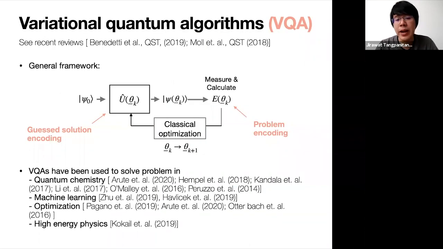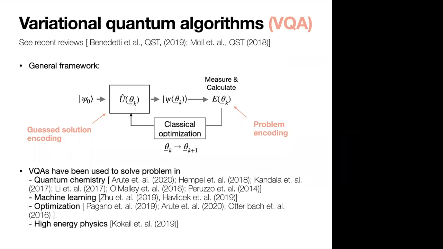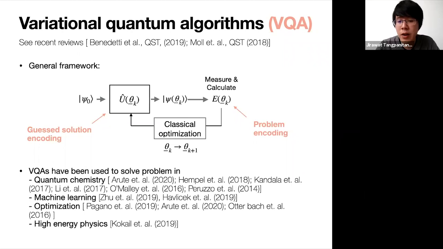A common way to operate this NISQ device is to use what is known as variational quantum algorithms, which basically you parameterize your quantum evolutions, and then you calculate the cost function, which is a function of the observable. And this cost function represents some problem that you are solving, be it quantum chemistry, like finding the ground state of molecules, for example. And then you try to minimize this cost function by changing some parameters in your evolution using a classical optimizer.